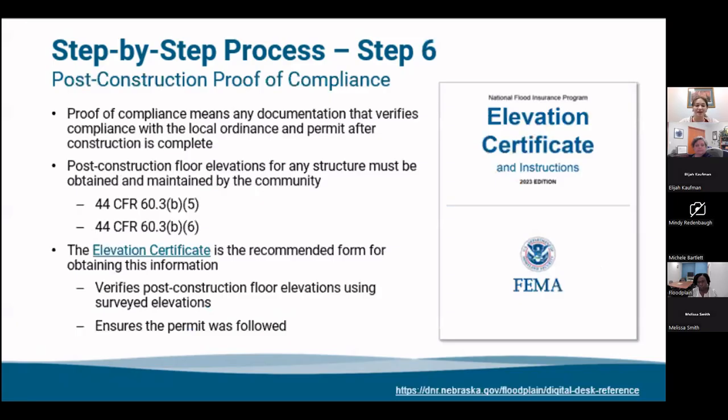So step 6 is that post-construction proof of compliance. Proof of compliance means any document that verifies compliance with the local ordinance and permit after construction is complete. So post-construction floor elevations for any structure must be obtained and maintained by the community. You can see that that's cited in the Code of Federal Regulations. The elevation certificate from FEMA is the recommended form of obtaining this information because it verifies post-construction floor elevations using surveyed elevations. It ensures the permit was followed.